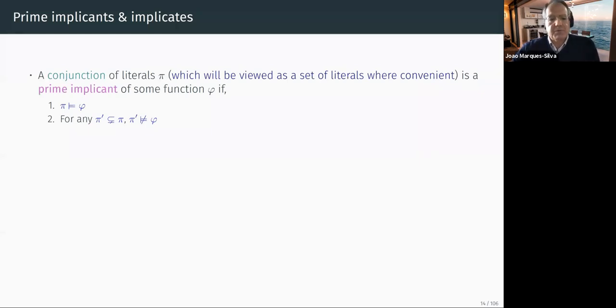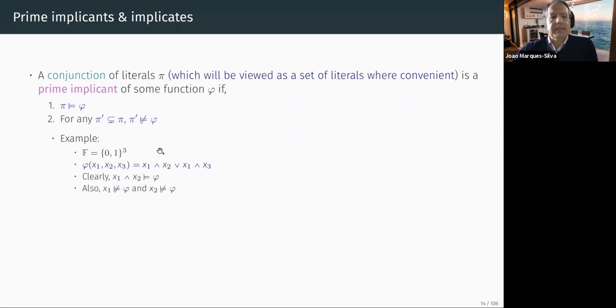Why did we talk about entailment? Because we are going to introduce prime implicants. Again, I'm going to introduce also prime implicates for completeness, but I will talk a lot about prime implicants. So a conjunction of literals pi, and whenever I need it, I will manipulate it as a set, is a prime implicant of some function if the conjunction of literals entails the function, as we talked about in the previous slide, and for any subset of literals, entailment is not preserved.